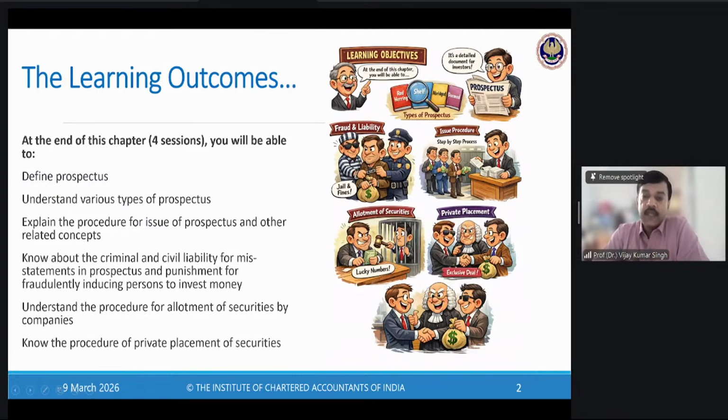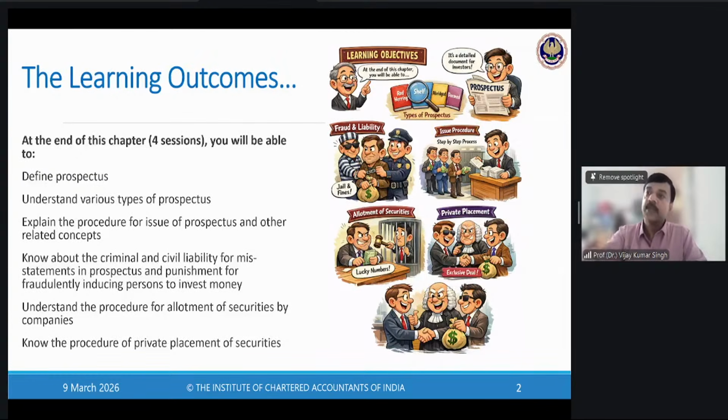The learning outcomes given in your course module say that at the end of this chapter, you should be able to define what is prospectus. What do you mean by prospectus? You should be able to understand various types of prospectus. This is what we are going to discuss today, going into the details of the various types of prospectus. And then we are going to explain the procedure for issue of prospectus and other related concepts.